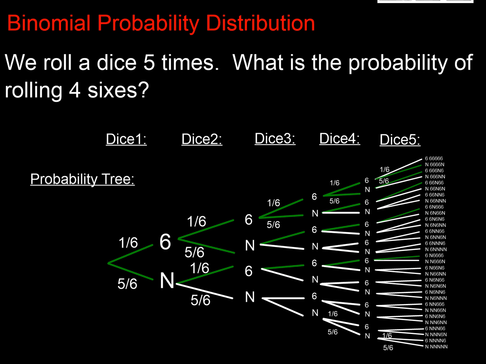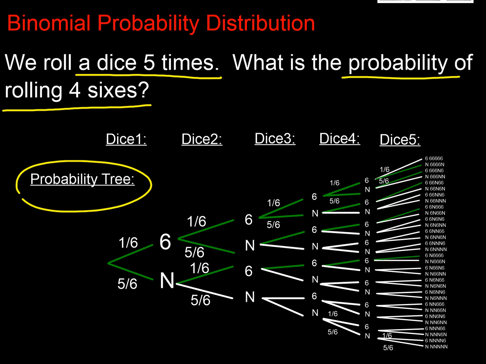Hello, a quick video explaining the binomial probability distribution. Simple example, we roll a dice 5 times. What's the probability of rolling 4 sixes? Well, we would usually approach this by creating a probability tree.